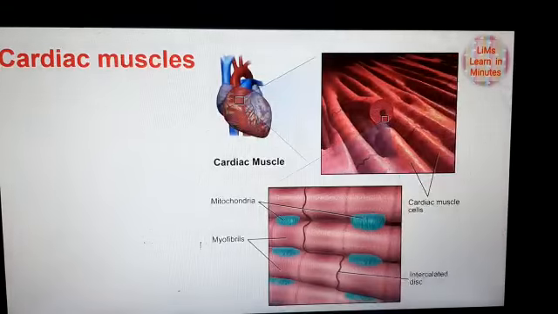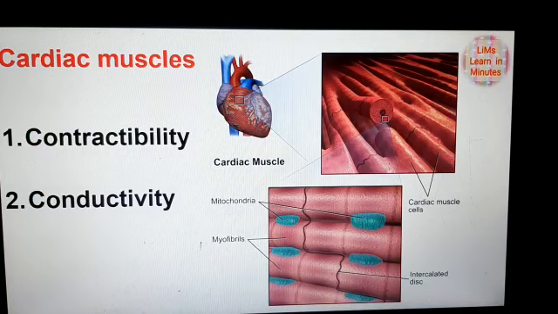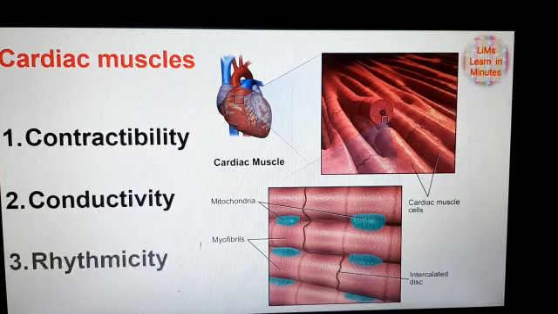Now let's learn about the cardiac muscles. The cardiac muscles have three specific characteristic properties. First is contractility, by which blood is pumped. Second, conductivity, by which electrical impulses are transmitted to different parts of the heart. And third one is rhythmicity, by which they contract and relax.